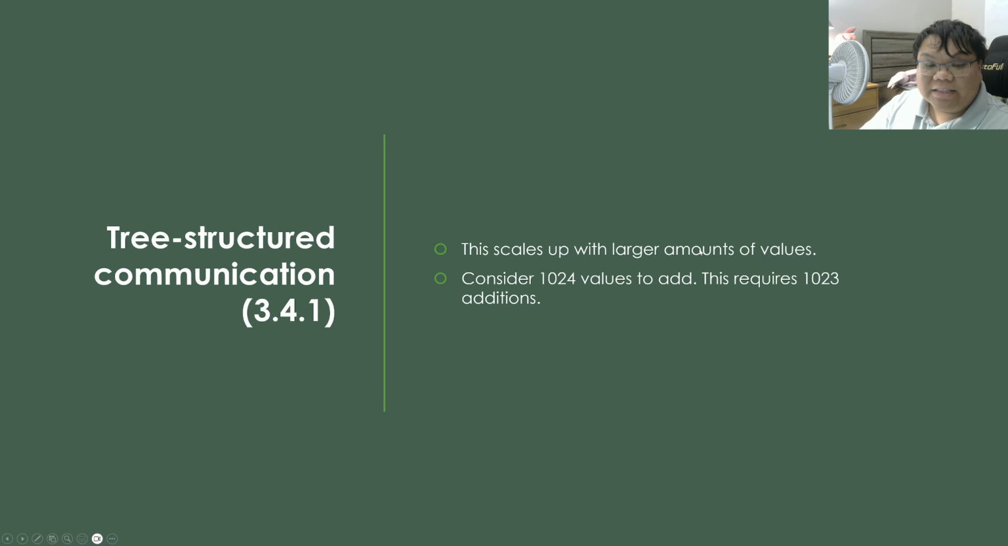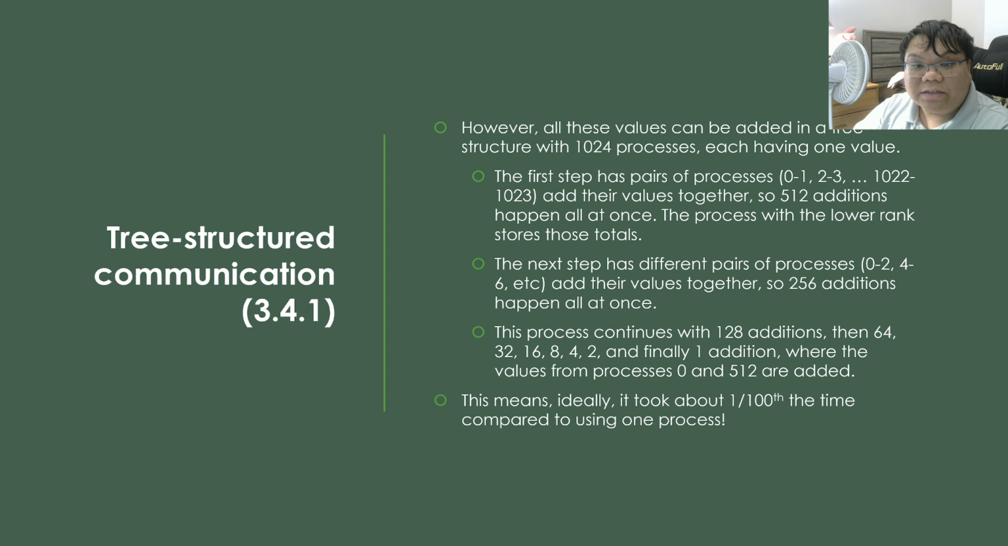And the beauty of this is it scales up. If we had 1024 values to add, spread across 1024 processes, if we just did that receive in a for loop configuration, that would require doing 1023 additions one by one. Not good. But if we did it in this tree configuration, in the time it would take to do 10 additions, we can do all 1024 of them. That means we can do all that work in 1/100th of the time.